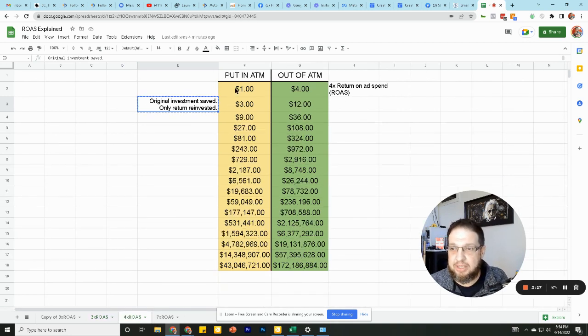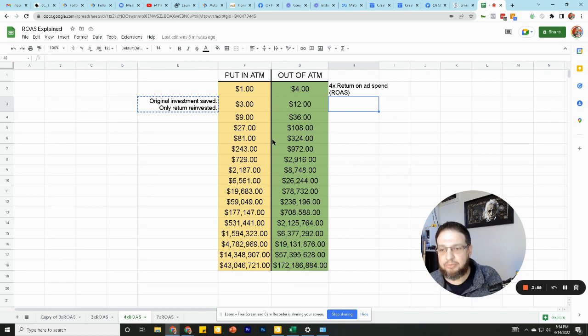So basically, you put in $1 and you get $4 back. You keep your dollar that you invested and you put those $3 in. And then you get 4 times that. So you're going to keep those $3 from here and you're going to invest the plus side, right? So you're going to invest those $9. From those $9, you get 36. And you see how the numbers significantly grow. Now let's take a look at what 7 times ROAS looks like.